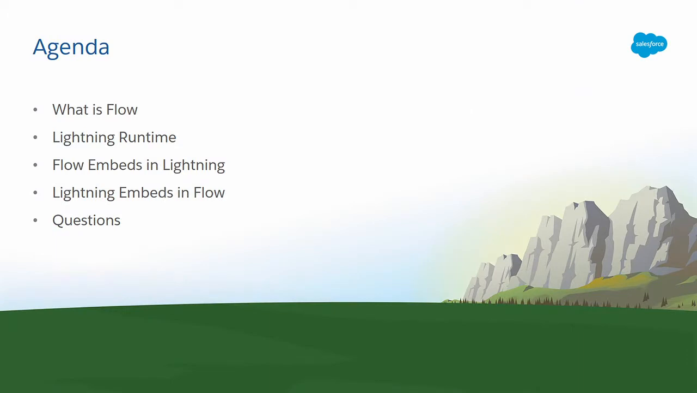All right, so real quick, let's talk about what we're going to talk about. First, we're going to have a real quick primer on what is Flow for anybody who might not know just yet. We're going to talk a little bit about the Lightning runtime and why that's really important. Then we're going to talk about embedding Flow in Lightning. Then we're going to talk about embedding Lightning in Flow. And then at the end, we'll have time for some questions.